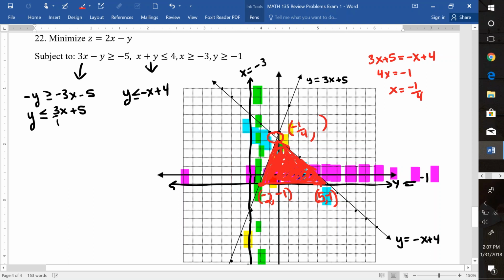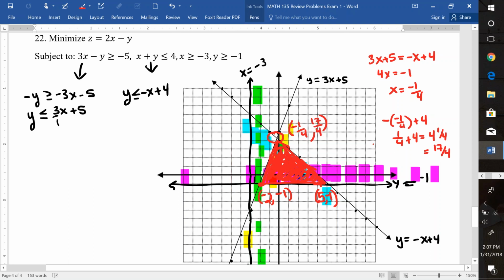Now, unfortunately, we still need the y-coordinate. So we can plug it into either one of those equations, but it has to be one of those. So I'm going to plug it into the -x plus 4. So that'd be -(-1/4) plus 4. So that's 1/4 plus 4. So it's 4 and a fourth. Or you can turn that into an improper fraction, which is what WebAssign usually makes you do. That's 16 plus 1, so that's 17/4.